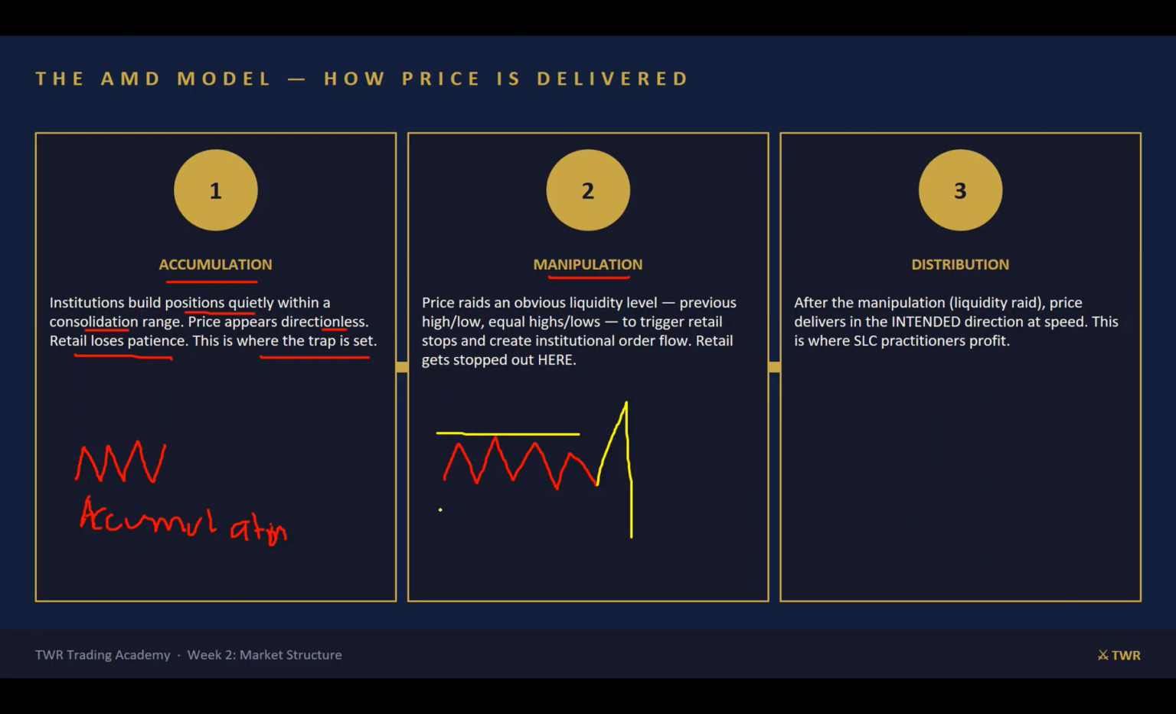Retail traders, remember, their stop losses were resting here. They were buying at this point and they were selling at this point. Then price expands, sells, taking out all the stop losses. After they've been taken out, now we can see the real move, the distribution.